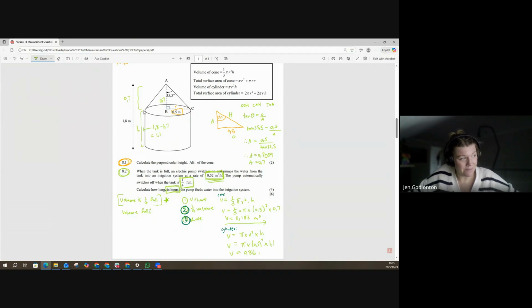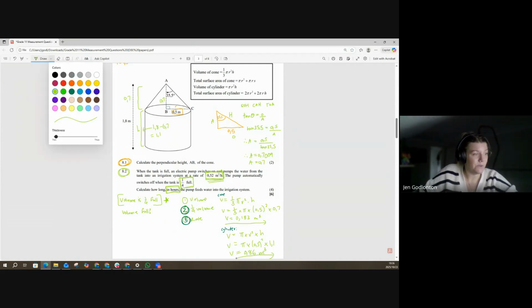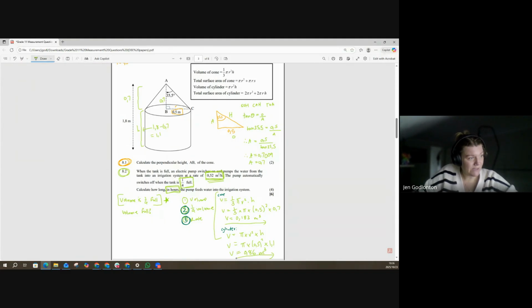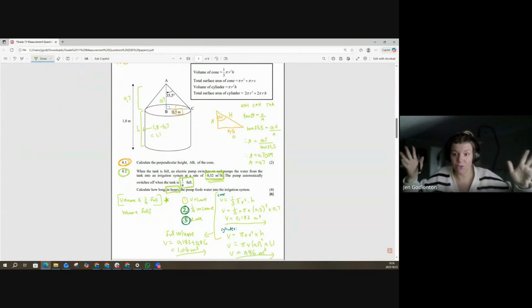We can put that straight into our calculator and we should get 0,86 meters cubed. So now I have the volume of my cone and I have the volume of my cylinder. So this is all for number one. If I take these two pieces of information, that means that my full volume is just those two added together. So 0,183 plus 0,86. That's going to give me 1,04 meters cubed. That's my full volume.